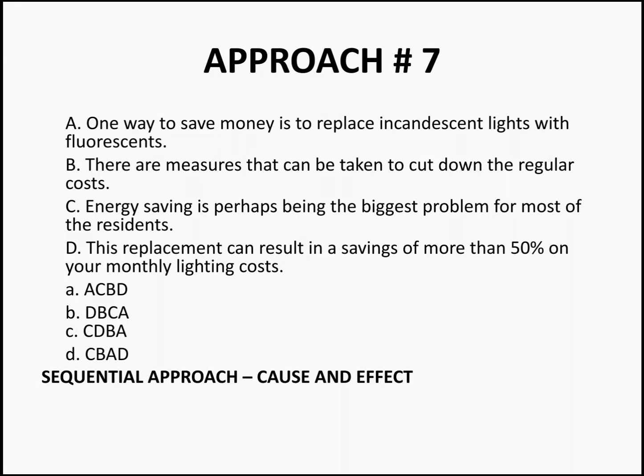Now, just by looking at the sentences, I can pair my statement A and D. That is, one way to save money is to replace incandescent lights with fluorescents, which can result in savings of more than 50% on your monthly lighting costs. So this is a cause and effect statement. So I'm making A and D a pair. Now the only option that has the A and D pair is your option D. So obviously that is going to be your answer. You got it?